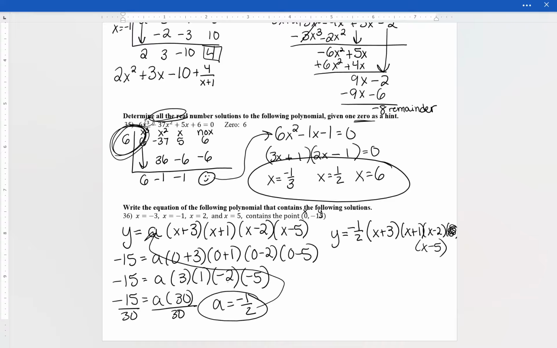And that is the end of the polynomials review for semester 1. I hope you learned a little bit more and remembered the information about polynomial functions.